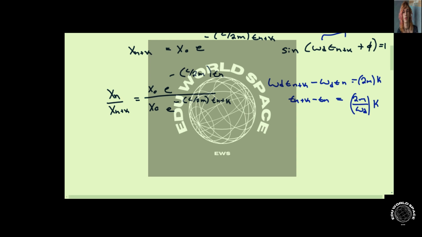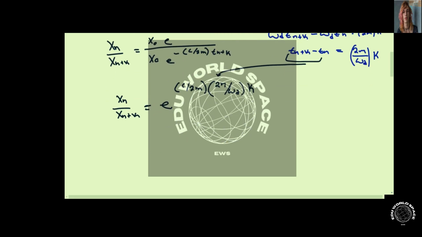Okay, I'm going to go down a little bit. And from this, we have xn over xn plus k equals e to the c over 2m, and we're just going to plug this in because what's going to be right here is going to be this. So we're going to plug in what we have, and we have 2 pi over wd times k.